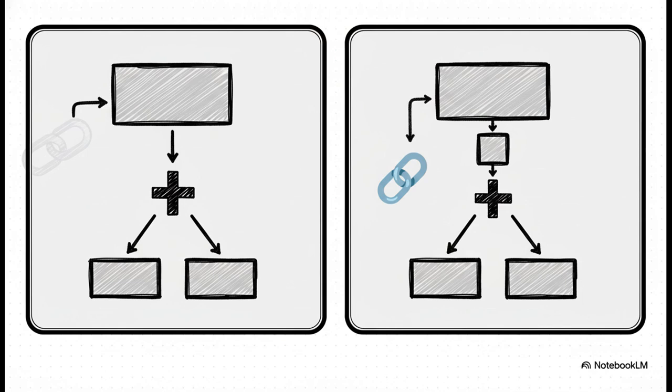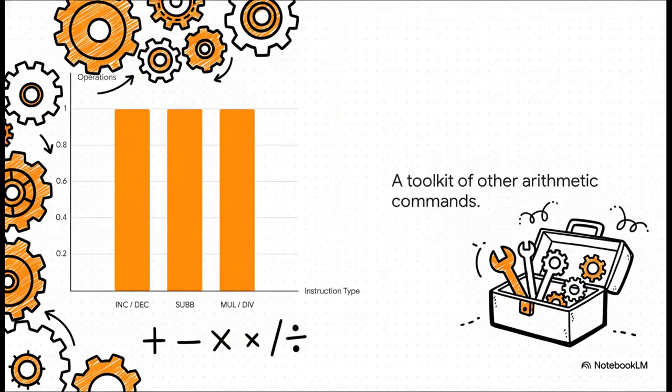But what if your numbers are bigger than what one 8-bit byte can hold? Well, that's what ADDC is for. It does the same addition, but it also adds in any carryover from a previous addition. This lets you chain them together to add really big numbers. And of course, there's a whole toolkit of other math commands. You've got INC and DEC for quickly adding or subtracting just one. There's SUBB, which is the subtraction version of ADDC, letting you do complex subtraction.